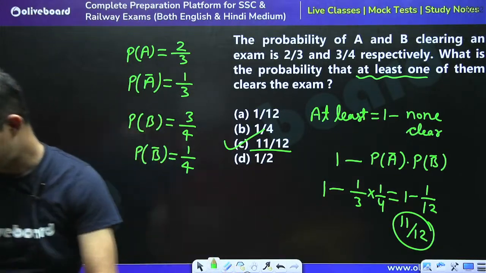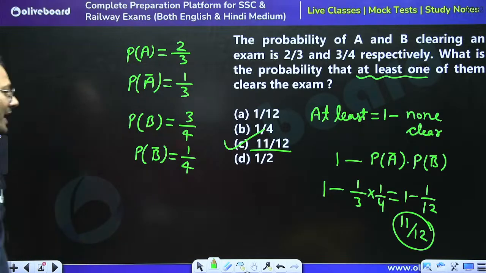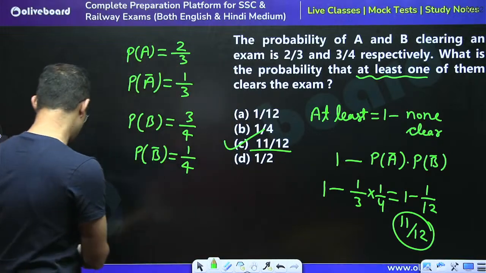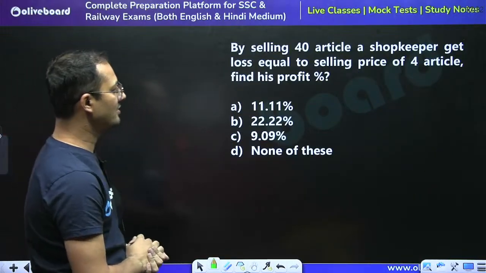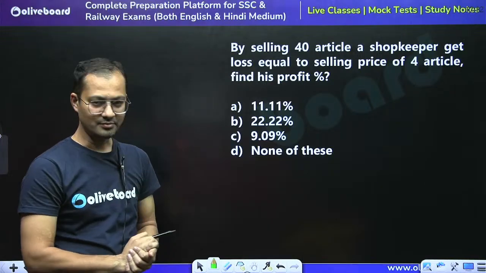Tell me, is this clear? So we can say that C part is the right answer. So moving forward, tell me what is the answer for this question.